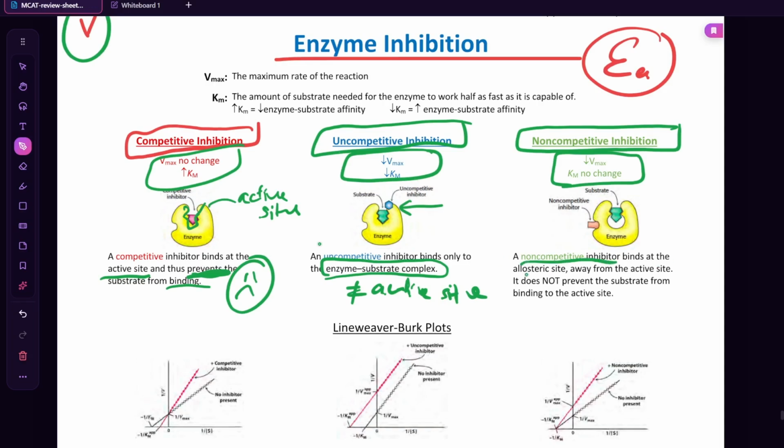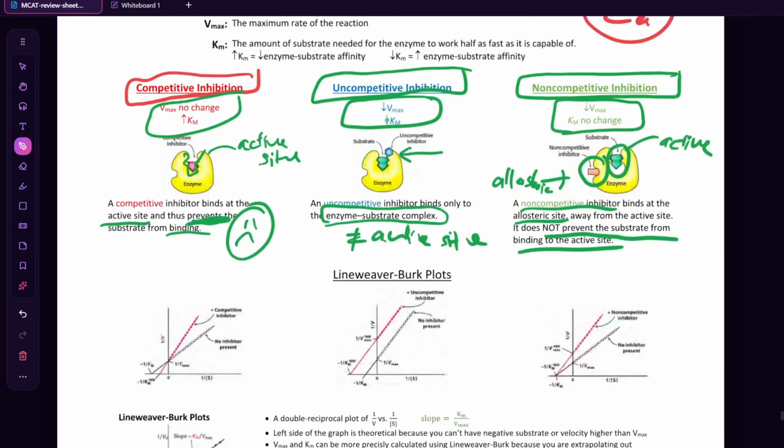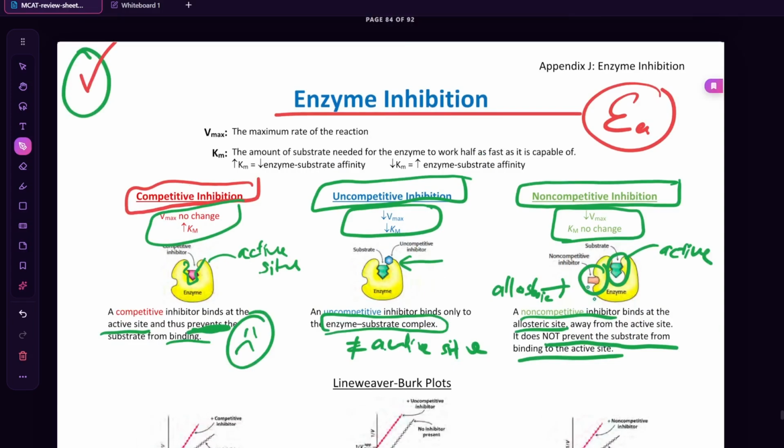Non-competitive inhibitor binds at the allosteric site. So this is an allosteric site now. It's basically a different site from the active site. The active site is over here. It does not prevent the substrate from binding to an active site, so the Km does not change. Now, I'm going to explain this in an example.